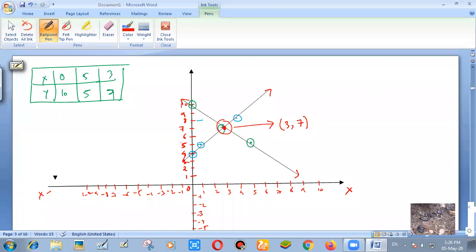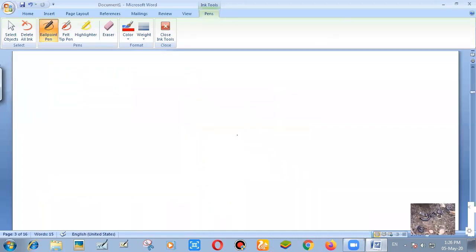Okay. Now see the next question. Question number 2. You have to plot this value accurately in your graph paper, and you have to show me your solution in our WhatsApp group. Okay. Now see the next question. All of you now see the next question.